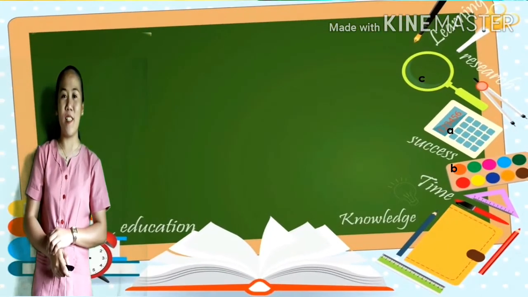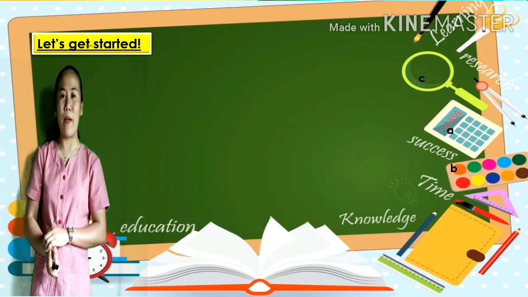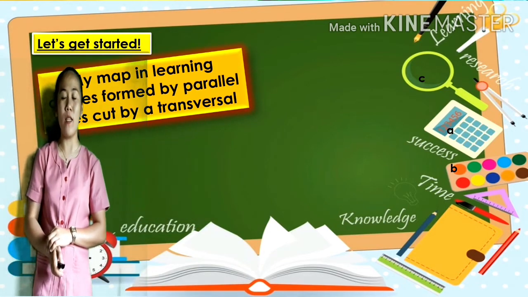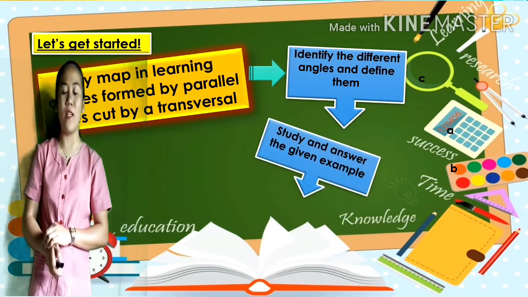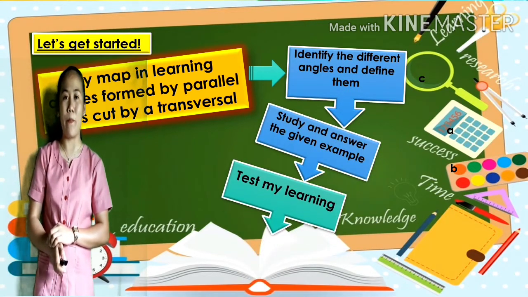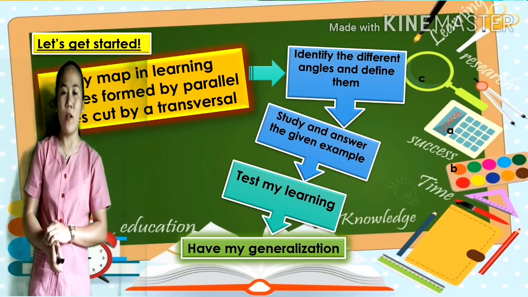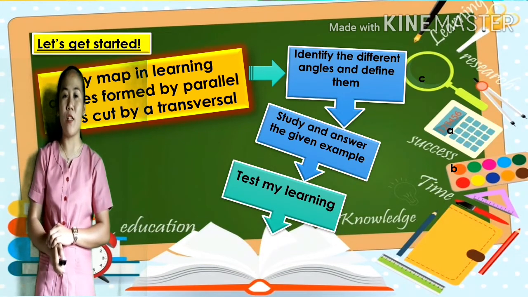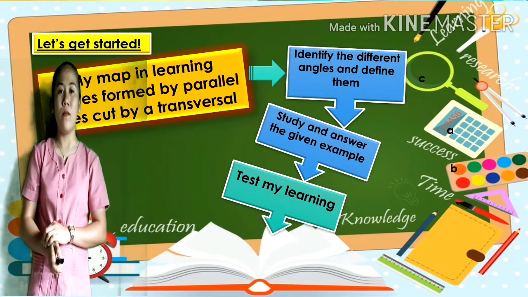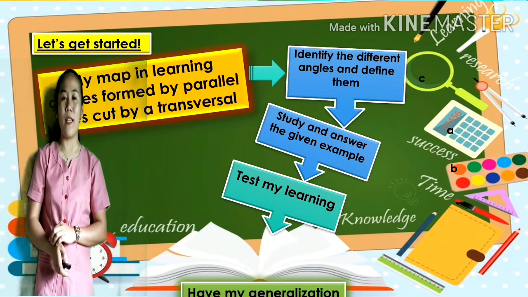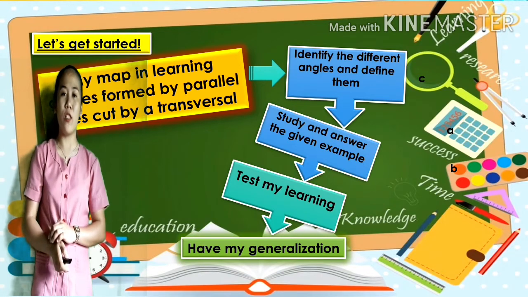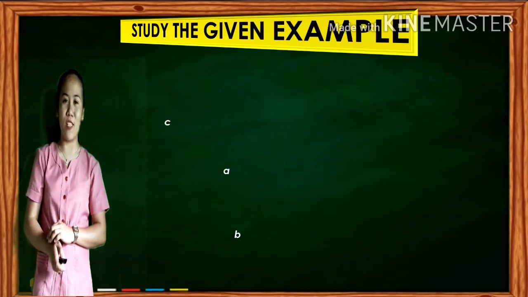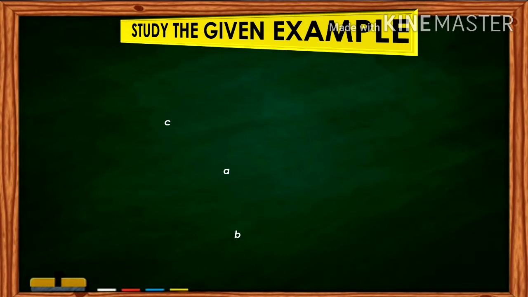Let's get started. Here is my map in learning. First, we have to identify the different angles and define them. Next, study the example and answer the given example. Then we have our activity, and then answer the activity. And the last one, we have the generalization. Let us study the given example.